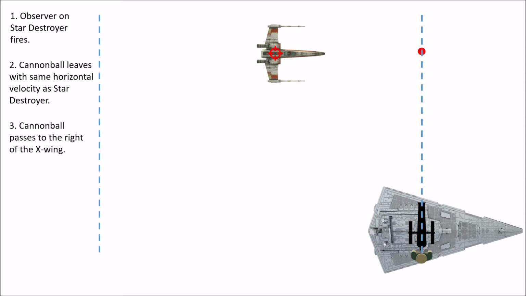The end effect is that the cannonball passes to the right of the X-Wing. Now, remember that the observer on the Star Destroyer is just looking at the inky blackness of space and the X-Wing. From their point of view, it seems like some mysterious force appears to push the cannonball to the right.